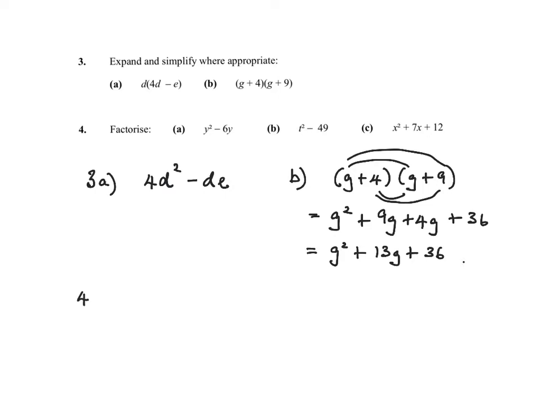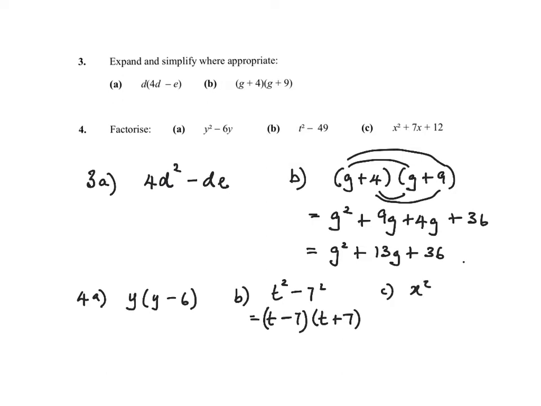4a, factorise, common factor, take out y, that gives us y minus 6. Part B, difference of squares, that's t squared minus 7 squared, so it's t minus 7, t plus 7. Last one, trinomial, x squared plus 7x plus 12. We're looking for factors of 12. Numbers that multiply together to give 12 and add together to give 7 is going to be 4 and 3. Now remember, this sign means the signs are the same, and this sign means that they're both positive.